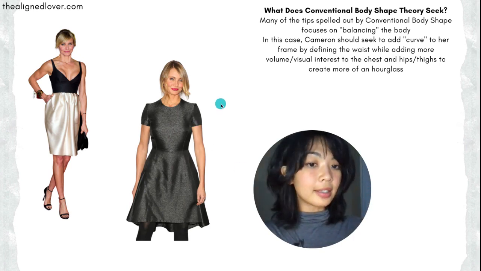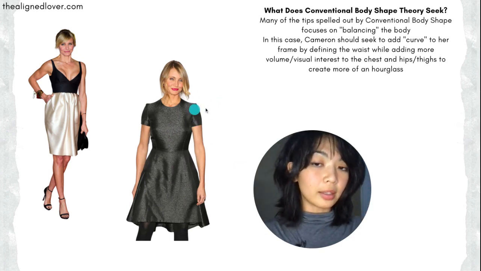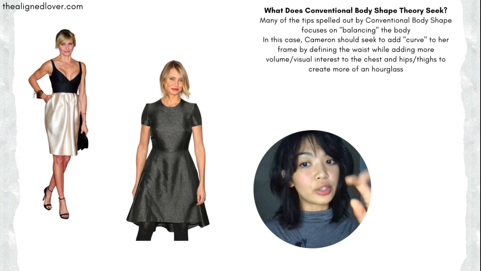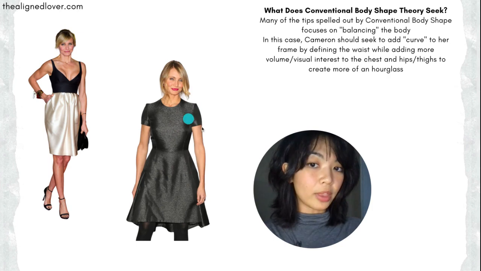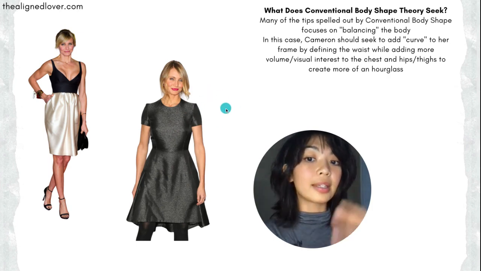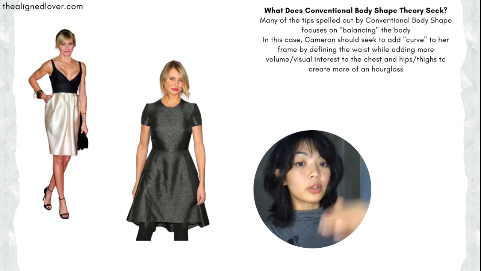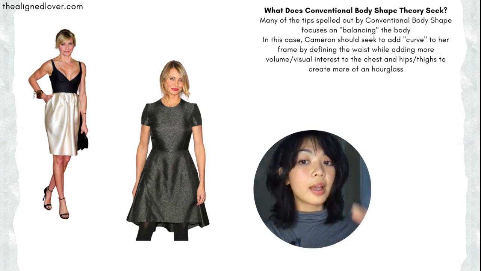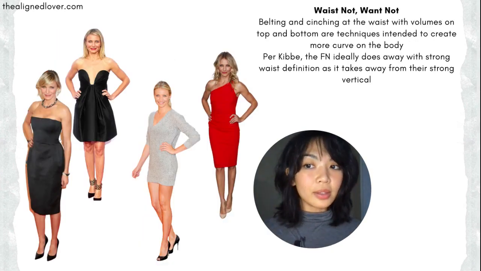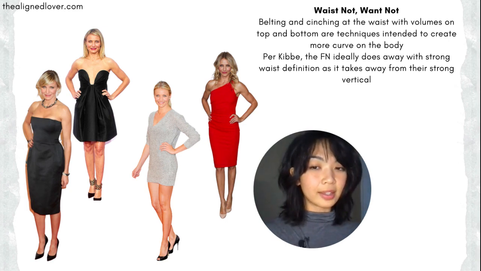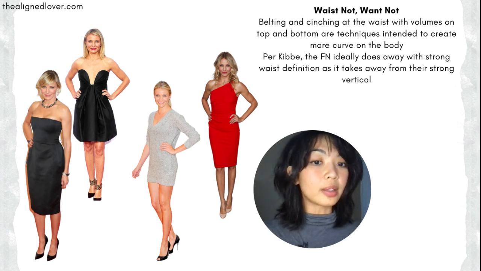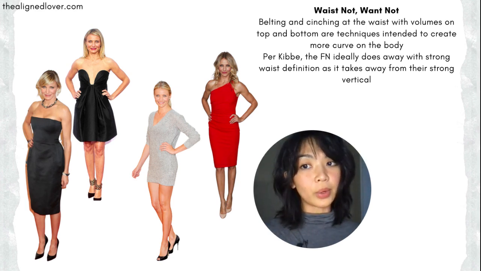Another little technique used is to create a little bit of perk on the shoulder, because this will add some more visual interest that will distract away from the waist and create a little bit more width and interest at the shoulders. Again, this is all in hopes of creating a shoulder and a hip that are equal with a smaller waist in between. Now let's compare the conventional body type kinds of outfits versus outfits that are more aligned with what Kibbe recommends for flamboyant naturals.